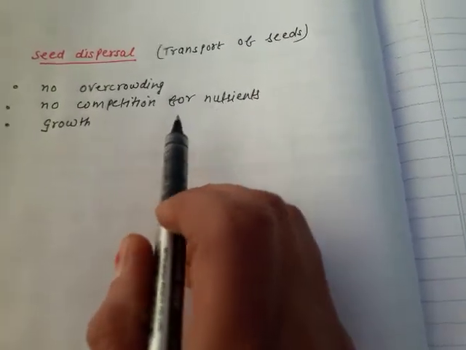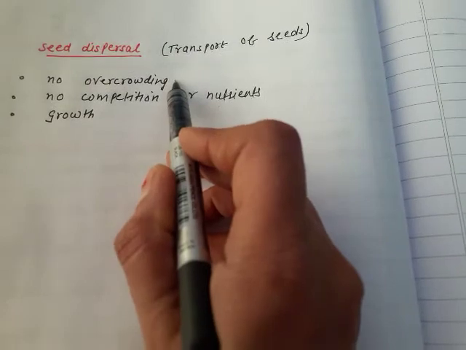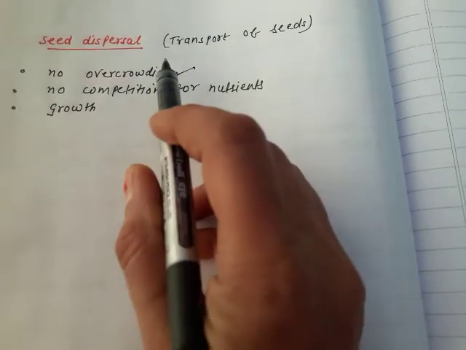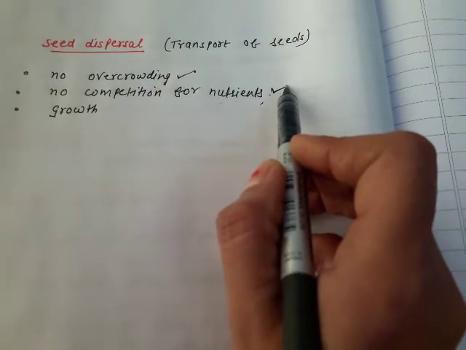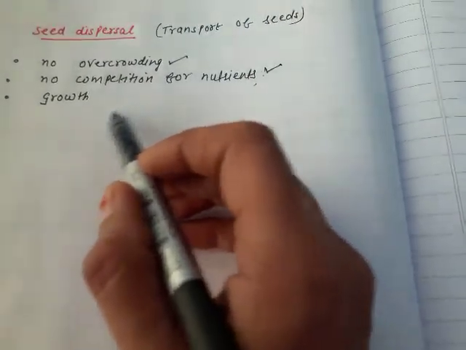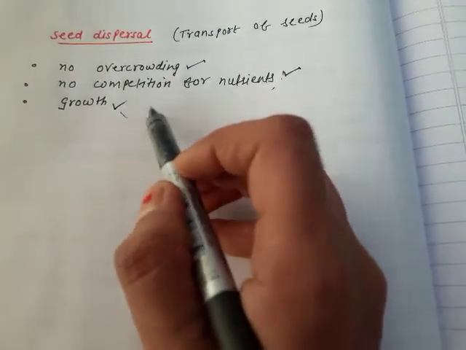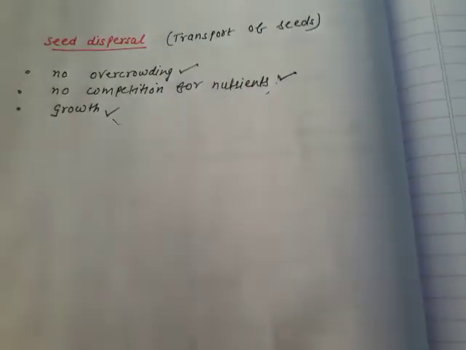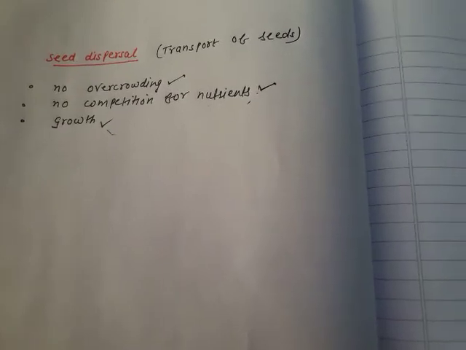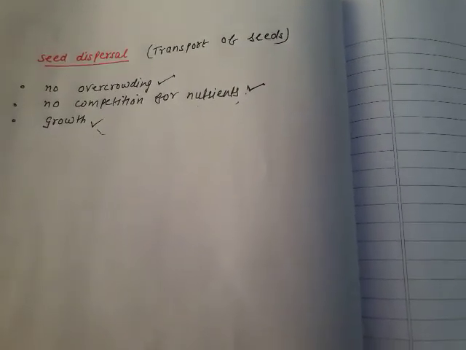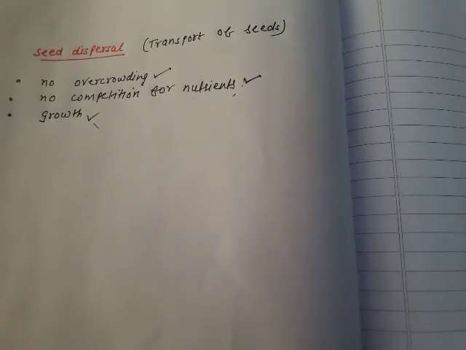So the first one is no overcrowding will take place due to seed dispersal, no competition for the nutrients between the seedlings and the parent plant, and growth will be perfect. So this was all about the third post-fertilization event, that is the maturation of ovule into seed.